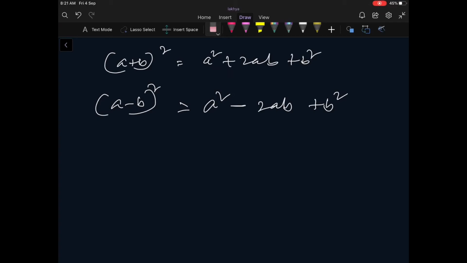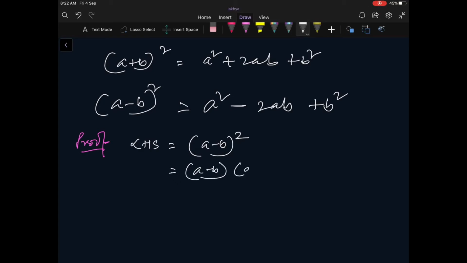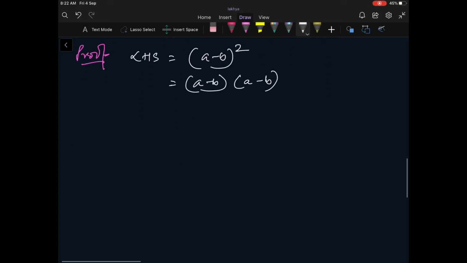So try to remember the pattern of this identity, then you can easily remember this, because you only have to change this sign here. Okay, so let me show you how to prove this identity. Let's take the left hand side first. a minus b whole square, which can be written as a minus b into a minus b.